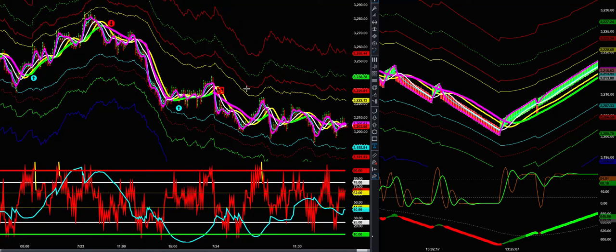So let's discuss quickly the reversal accuracy of this system. 270 trades, 13 losers. That's a very profound accuracy.